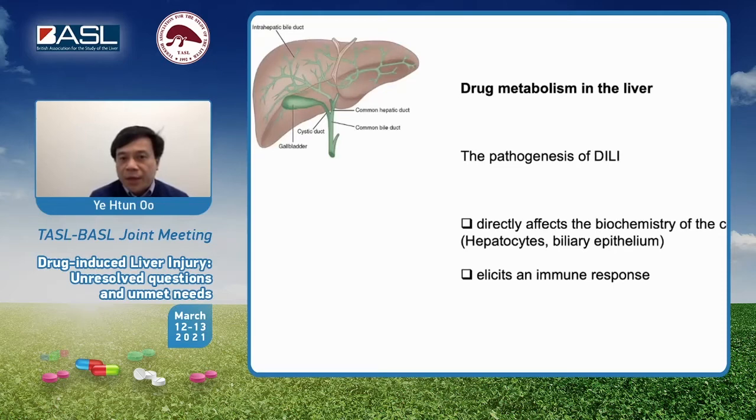So why does DILI affect the liver? Because all the drug metabolism is happening in the liver. That is one of the reasons that the majority of drug-induced liver injury presents with hepatitis. It can directly affect the hepatocytes, leading to elevation in AST and ALT, or the biliary epithelial cells, presenting with a cholestatic injury. And then the inflamed hepatocytes and biliary epithelia will initiate the immune response.